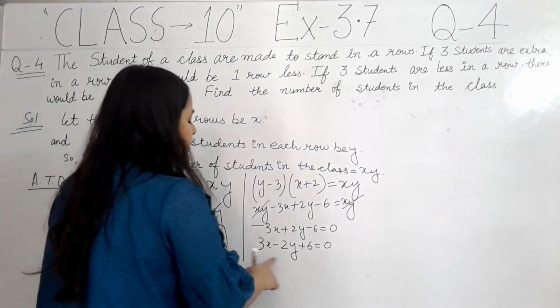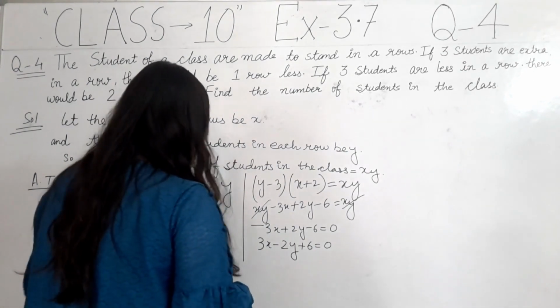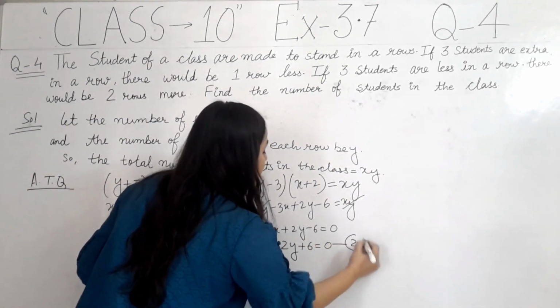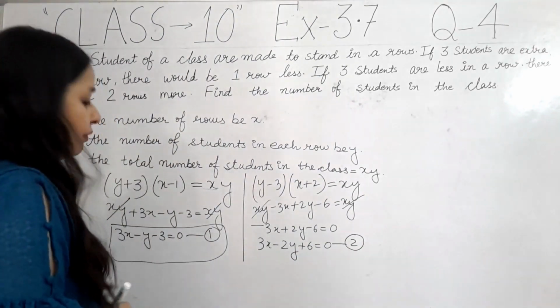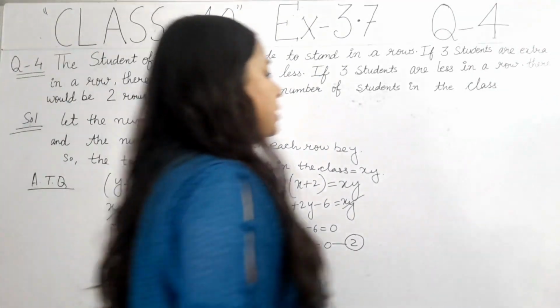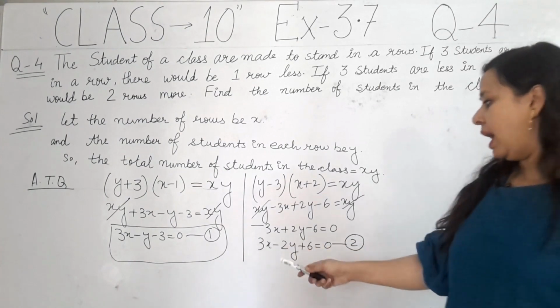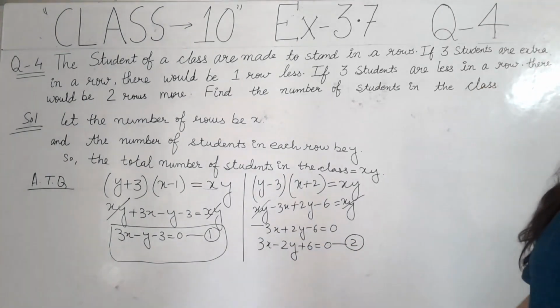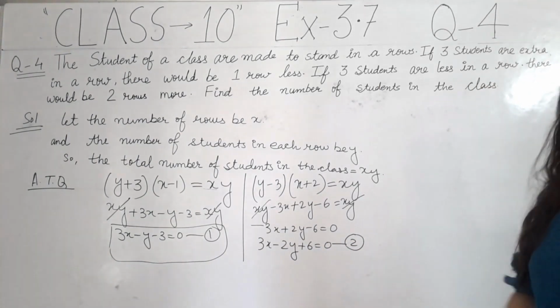2x minus 3x minus 2y plus 6 is equal to 0. And now this is our equation 2, and you can see over here that we have two equations: 3x minus y minus 3 is equal to 0 and 2x minus 2y plus 6 is equal to 0, and we can solve this equation by any method.